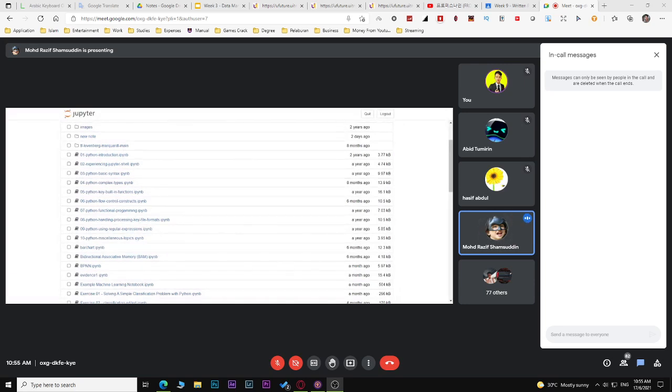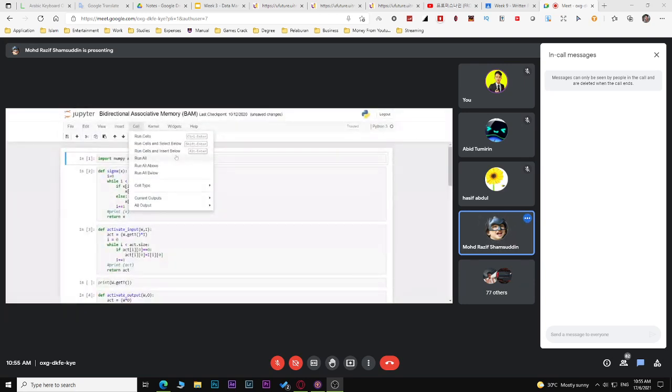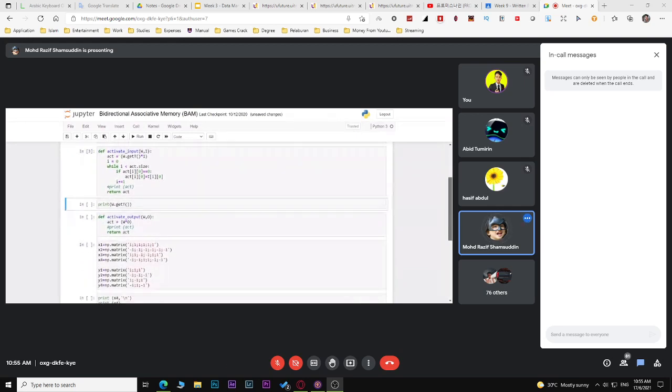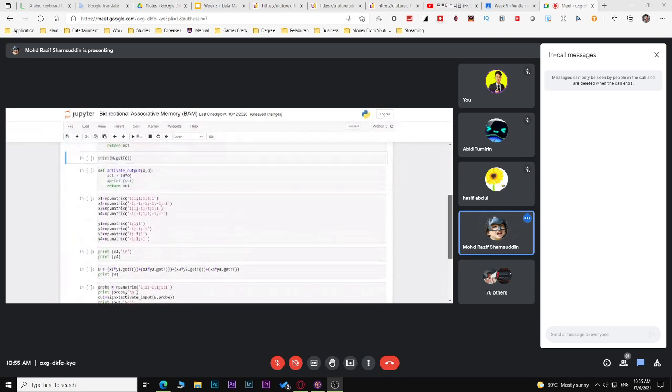Right. Share this tab. Simple je. Let me clear the output first. Right, so first sama je saya import numpy. Okay. And then this is the sign function. This is the activation function of the bidirectional associative memory. So sign tu saya panggil kat dalam ni.